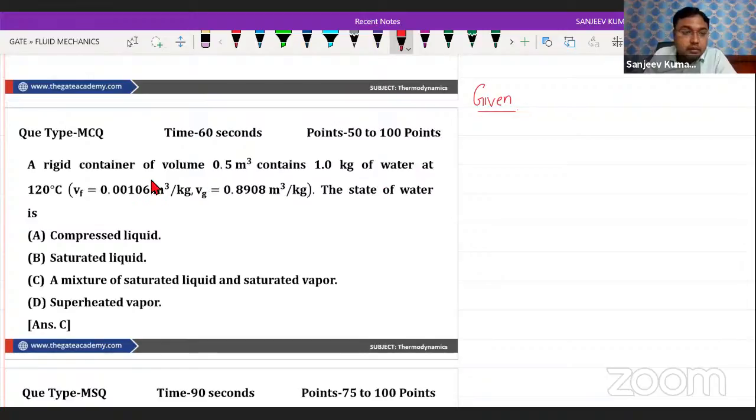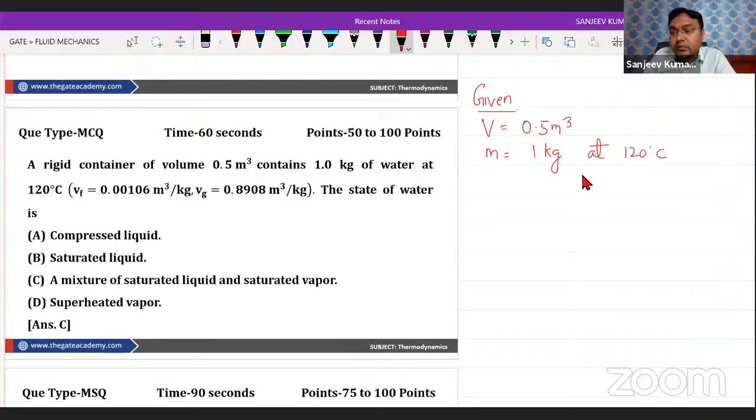A rigid container of volume V, the total volume is given: V is equal to 0.5 meter cube. It contains 1 kg of water. Very important information is given. Mass is 1 kg at 120 degrees centigrade. I'll write that also.